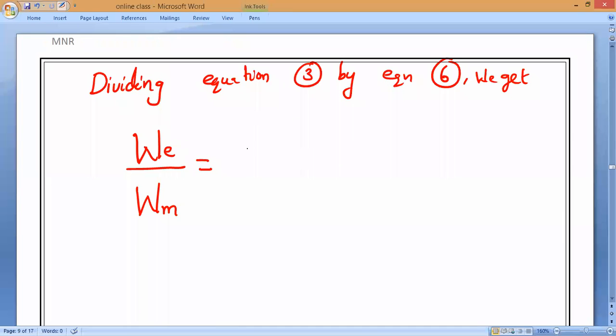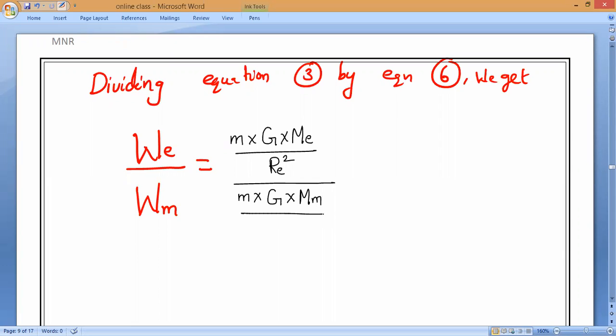So weight on earth is equal to small m into capital G into mass of earth divided by radius of earth whole square, divided by weight on moon, which is equal to mass m into capital G into mass of moon divided by radius of moon whole square. Is it right?